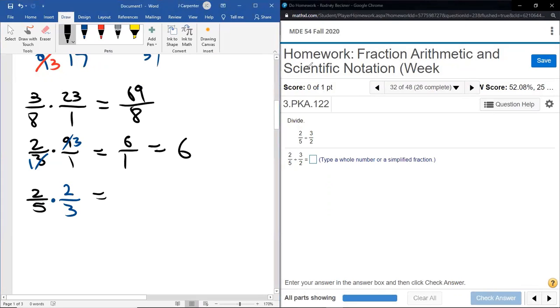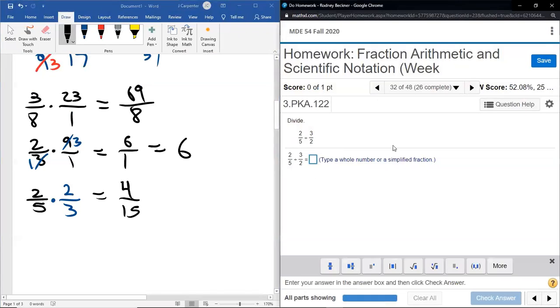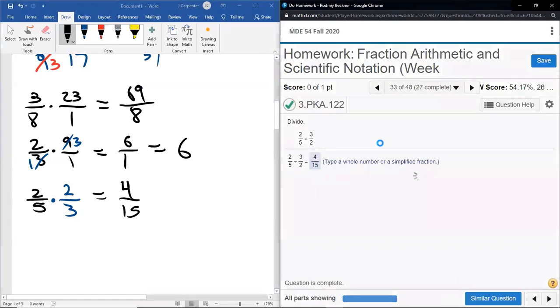Nothing reduces here. 5 and 2, 5 and 2, 2 and 3. Nope, just multiply straight across, you get 4/15. And that's your answer. You just got to pay attention. You got to process what you're actually doing.